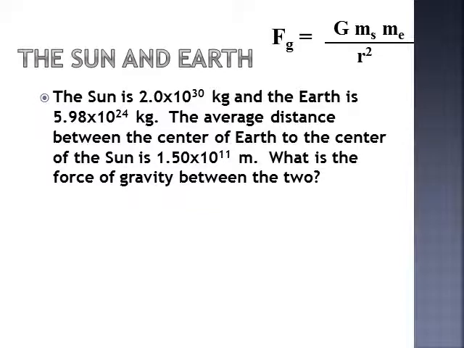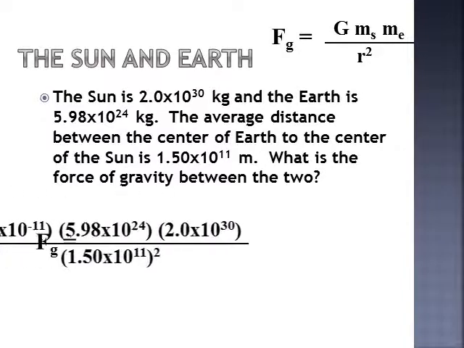So let's go ahead and use this equation in order to figure out the force of gravity between the sun and the earth. So we have a force of gravity, the mass of the sun is 2.0 times 10 to the 30th kilograms, and the earth is 5.98 times 10 to the 24th kilograms. The average distance between the center of the earth and the center of the sun is 1.50 times 10 to the 11th meters. So what's the force of gravity between the two?